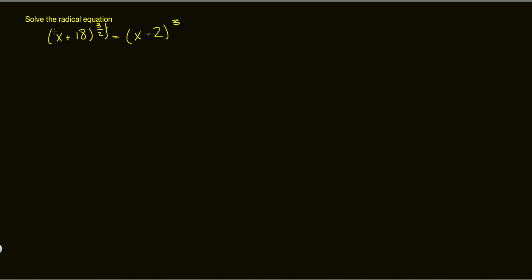So we're going to raise this to the power of 2/3, which means we're going to raise this guy to the power of 2/3. Right, this becomes 1, so now we're looking at x plus 18 equal to, this one becomes 6/3 because 3 times 2 is 6, 1 times 3 is 3, so that's 6/3. 6/3 is 2, so this is x minus 2 squared.